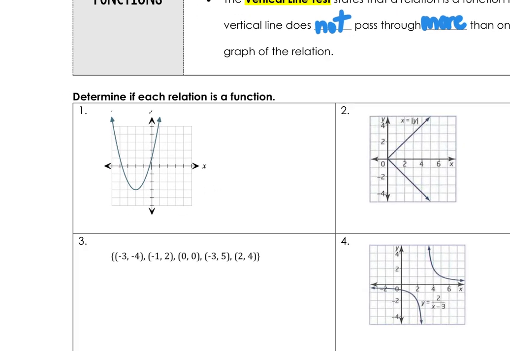Example number 1 is a graph. We've got this parabola that is opening up. If we think about that vertical line test, no matter where I draw a vertical line, it is only going to pass through that parabola at one spot. Each x only has one y. So this is an example of a function.